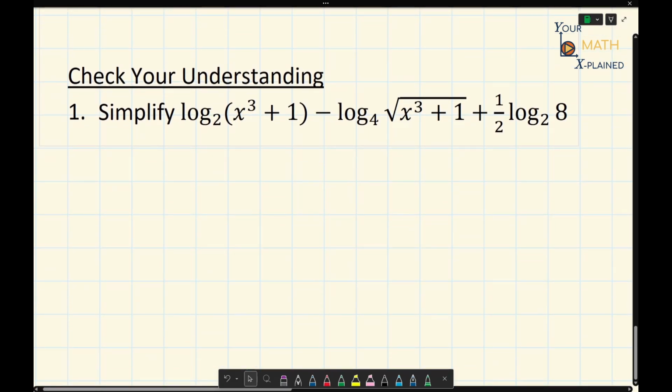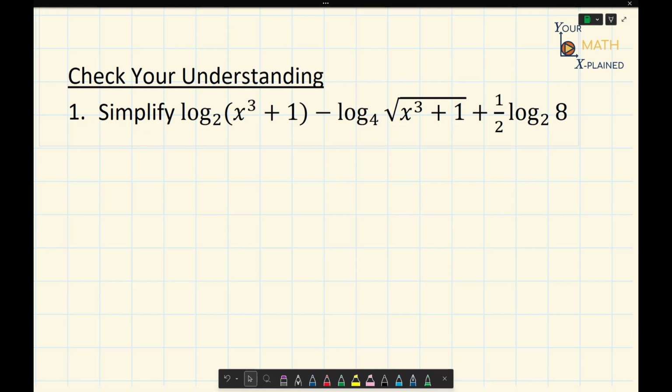And now it is your turn to give this a try. Can you use all the log laws at your disposal to simplify this expression here? Make sure to leave your answer in the comments below and let us know if you'd like to see more content on logs in the future.